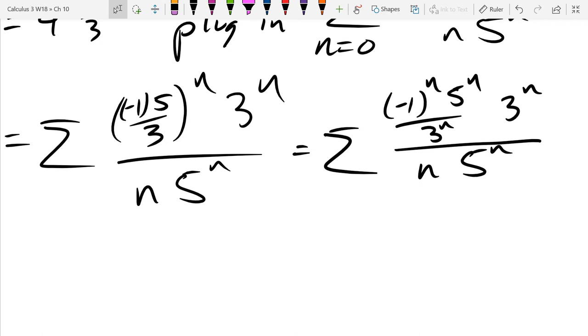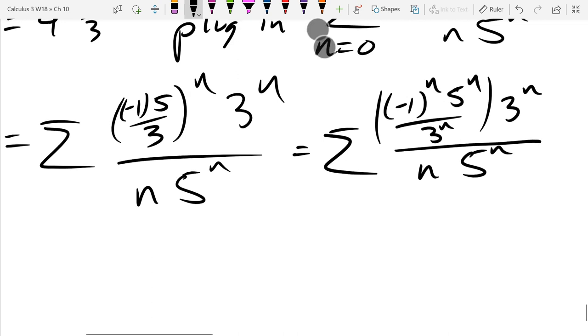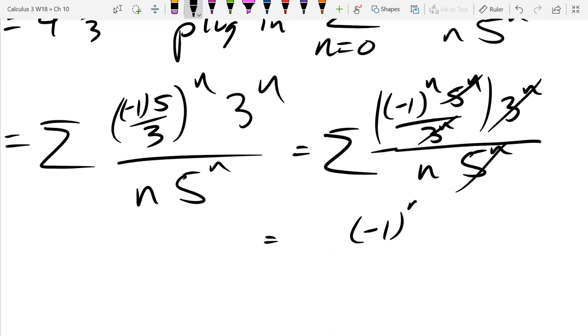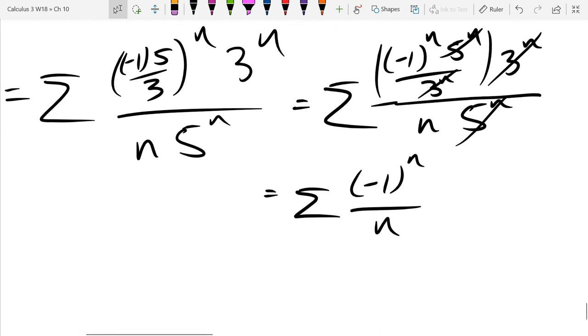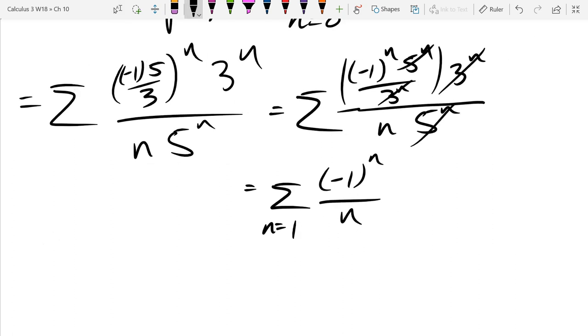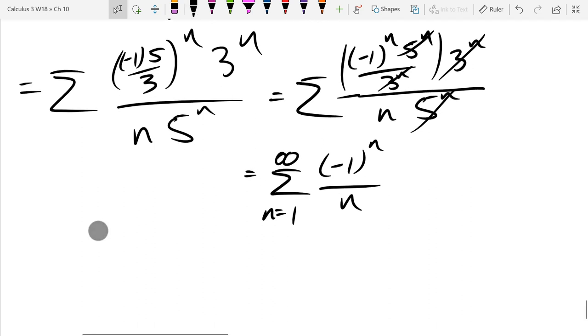All right, what can I cancel now? So divide by 3 to the n, multiply 3 to the n, and multiply by 5 to the n, divide by 5 to the n. So this is actually pretty nice. So at this point, it's simplified. I should not have started this series at 0, because that would have been dividing by 0. But we'll start it at 1. All right. So take a minute and decide if this converges or diverges, and tell me what test you're going to use to justify that.